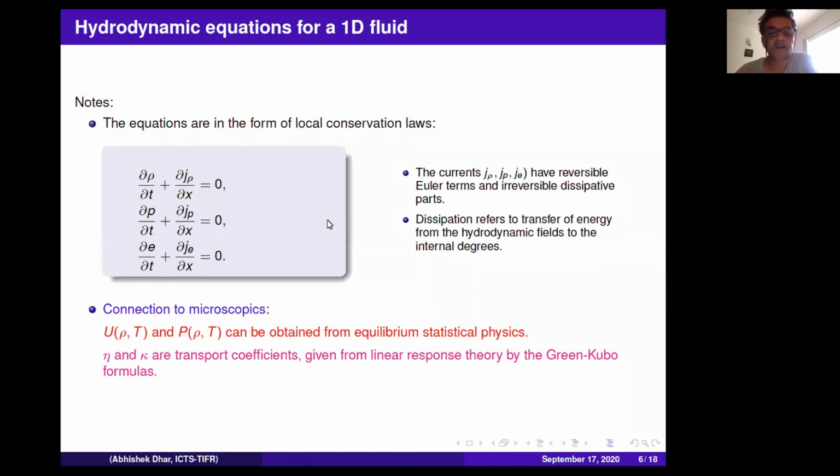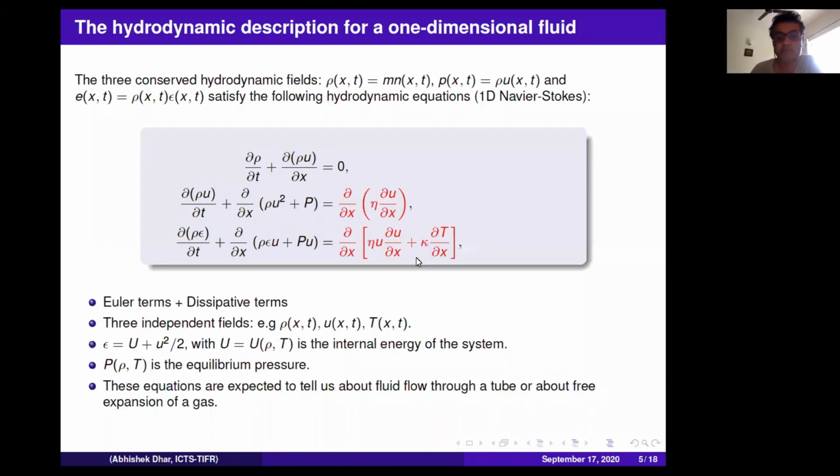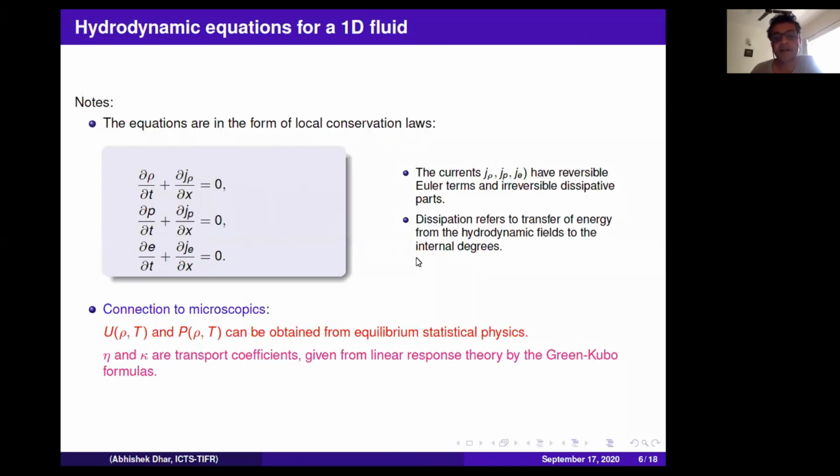Okay, so dissipation, I mean, one should remember that this is a completely conservative system, and energy, particles, and momentum are totally conserved. Now the connection to the microscopic is, one, that we need this equation of state and the internal energies, which are given by equilibrium statistical physics. And then there are these transport coefficients, eta and kappa, which are usually given by linear response theory, in terms of so-called Green-Kubo formulas. So this is the connection with the microscopics of the hydrodynamic equations.